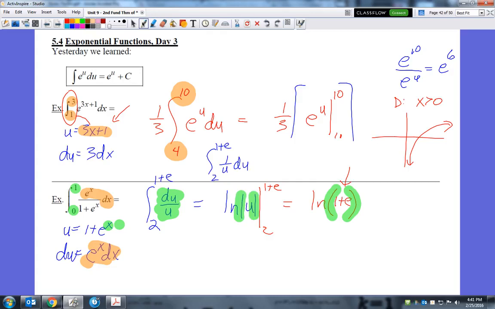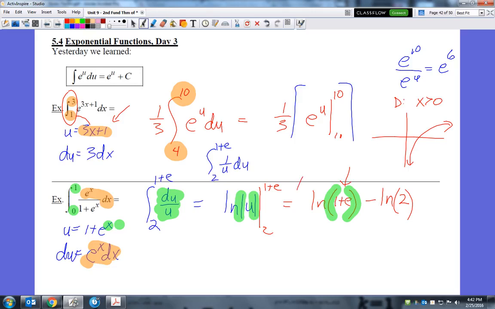Okay? In this predicament or this example, I'm telling you 1 plus e is positive. We can write it as parentheses. So it'll be minus the natural log of 2. And again, 2 is positive, and it will be defined. It's not going to be undefined. We can write it as this.